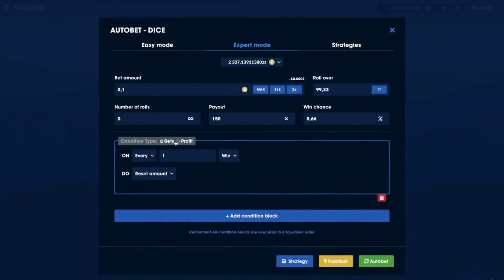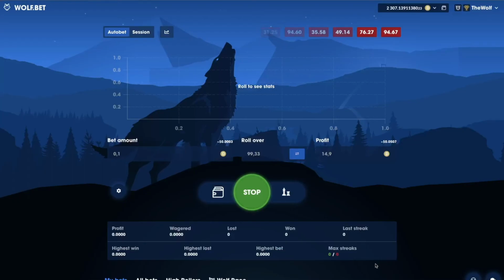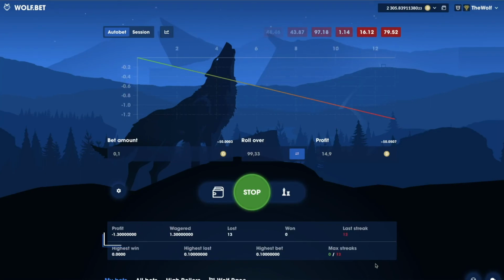By choosing on loss before, your action will trigger before reaching the max loss you set. If I type 2, for example, and choose stop, my auto bet will stop before reaching a loss of 2 dodge.